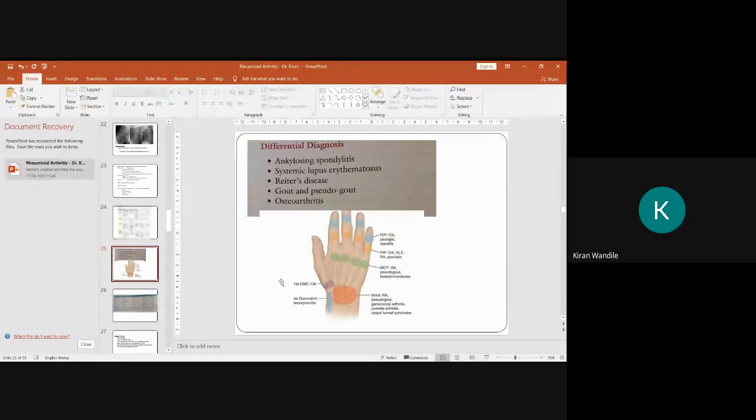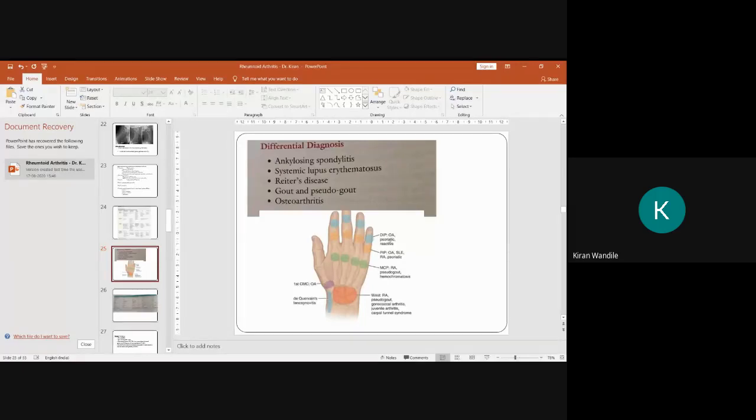Then SLE. Which joints are involved by SLE? It is shown in the figure. PIP joint. PIP joint is commonly involved due to SLE.